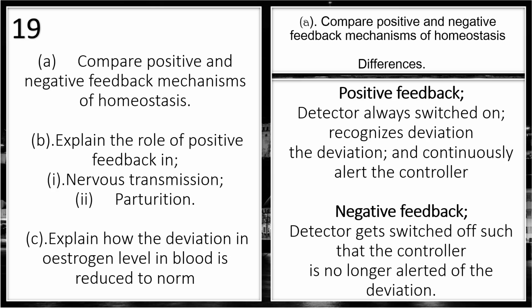In positive feedback, the detector is always switched on, recognizes the deviation, and continuously alerts the controller. In negative feedback, the detector gets switched off such that the controller is no longer alerted of the deviation.